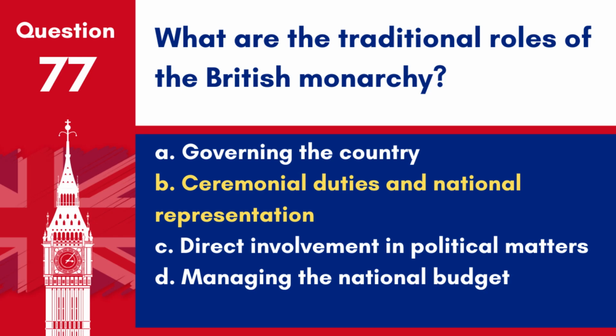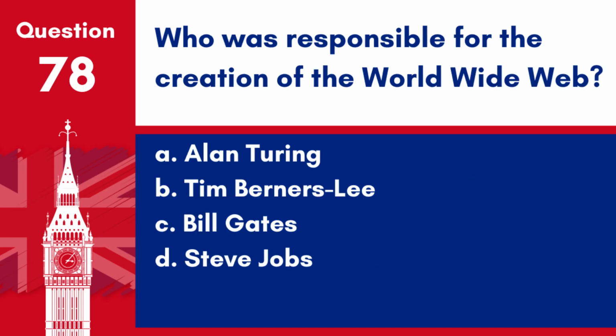The traditional roles of the British monarchy include performing ceremonial duties and representing the nation, with no direct involvement in government policy making. Question 78. Who was responsible for the creation of the World Wide Web? A. Alan Turing. B. Tim Berners-Lee. C. Bill Gates. D. Steve Jobs. Answer: B. Tim Berners-Lee. Tim Berners-Lee is credited with the creation of the World Wide Web, revolutionizing how information is shared and accessed globally.